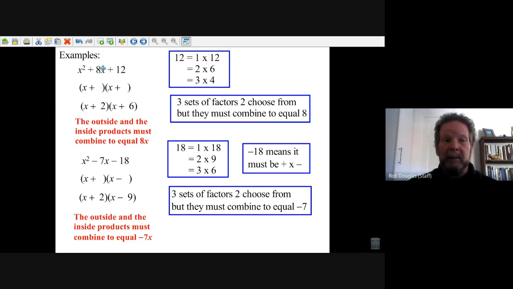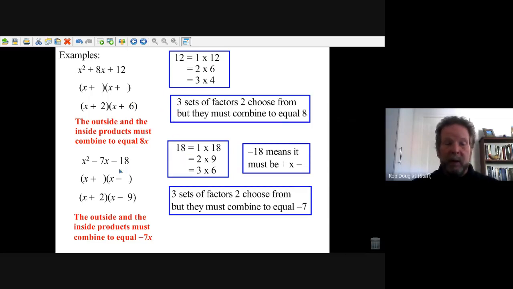We've got x squared plus 8x plus 12. Well, there's x and x. It must be a plus and a plus. The only way they could all be plus. Now with 12, we've got 3 things we could choose from: 1 times 12, 2 times 6, 3 times 4. There's 3 sets of factors to choose from, but they've got to combine to equal 8. So that's why I choose 2 and 6. You see the inside is 2 times x. The outside is x times 6, or 6x. And they combine to equal 8x. That's why it works.